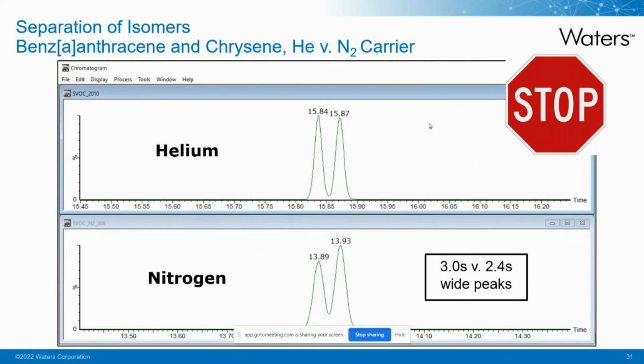And so using that same column and just switching to nitrogen carrier gas, evaluating this isomeric pair, we still see sufficient separation between these two PAHs, which are isomeric. When you go in close and look, you do see the peak width did increase by 20 to 25%. So by simply plugging in the same column and using the exact same setup entirely, we do lose a bit of resolution with the nitrogen carrier gas.